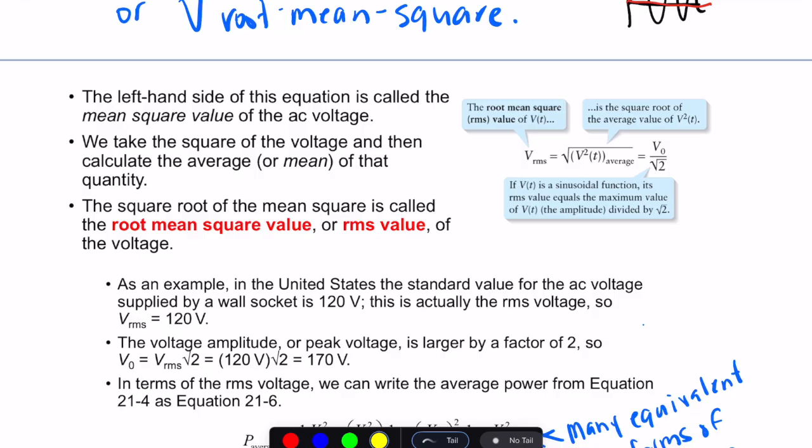Root mean square value. So if we wanted to take that root mean square value and figure out what the voltage amplitude would be if we were to look at it on a sine function, we would take that VRMS and multiply it by the square root of 2, to undo this and solve for V naught. And so what we see is that in our house, the V naught value would actually be 170 volts.